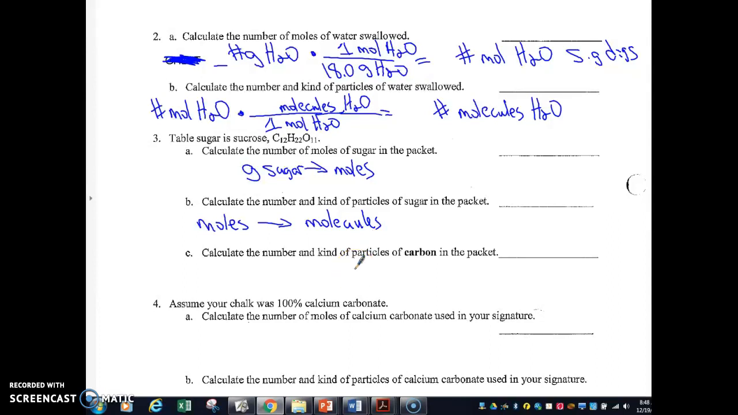Now part C is a little different. What happens is it says calculate the number and kind of particles of carbon in the packet. Well, you're going to figure out the number of molecules in part B. That's what you're going to start off with. Number of molecules of C12H22O11.